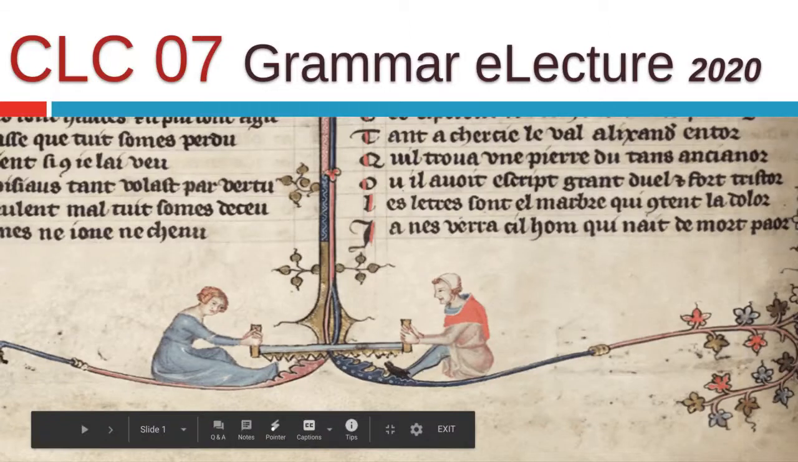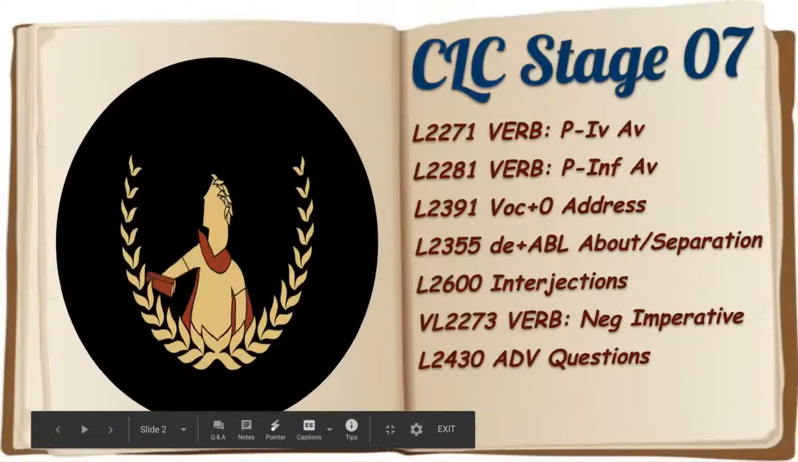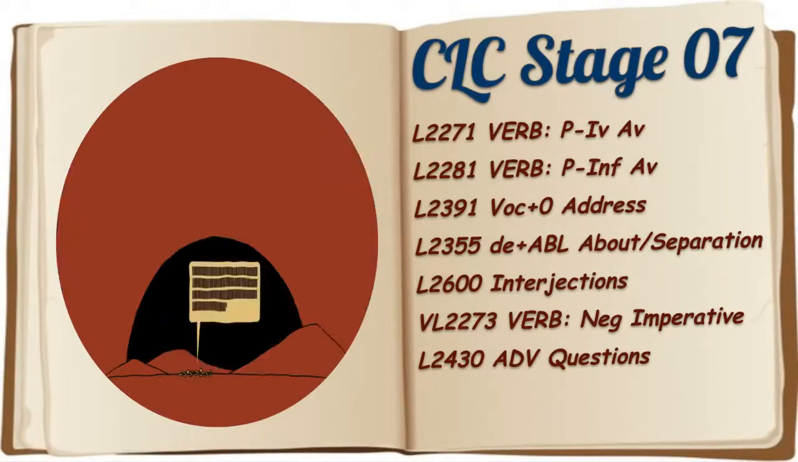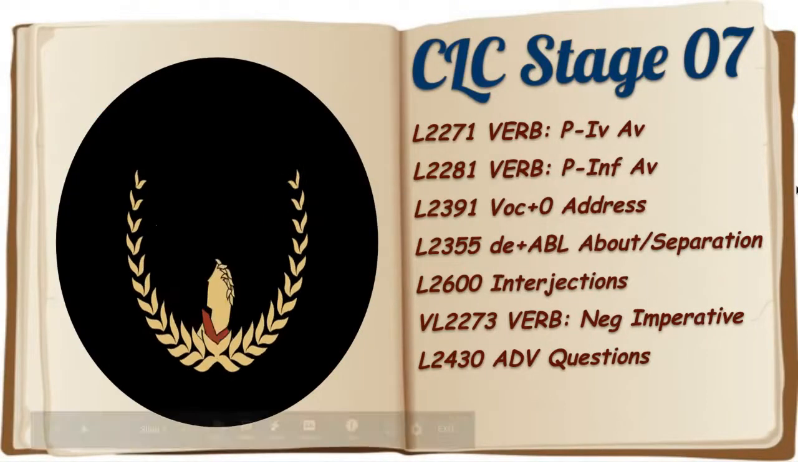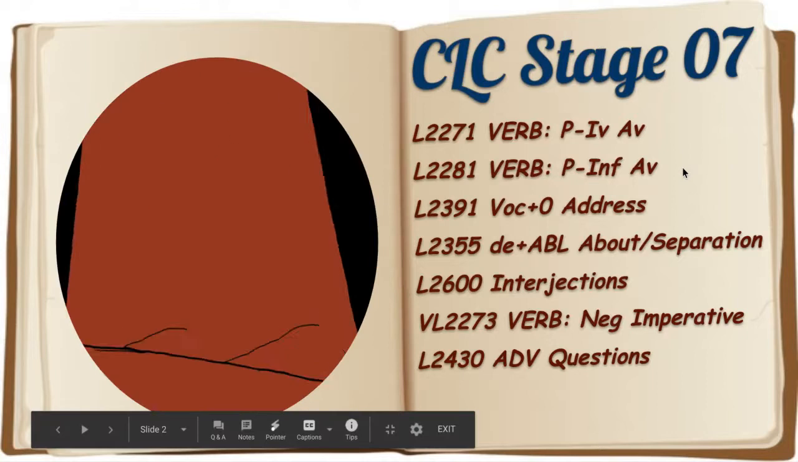CLC Stage 7 Grammar E-Lecture. In this e-lecture, we're going to cover a fair amount of stuff. Not a lot of forms, but a fair amount of stuff. So let's have a little patience.